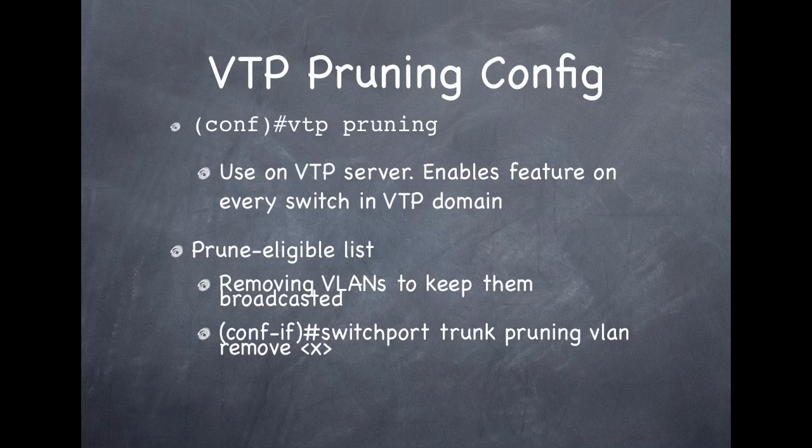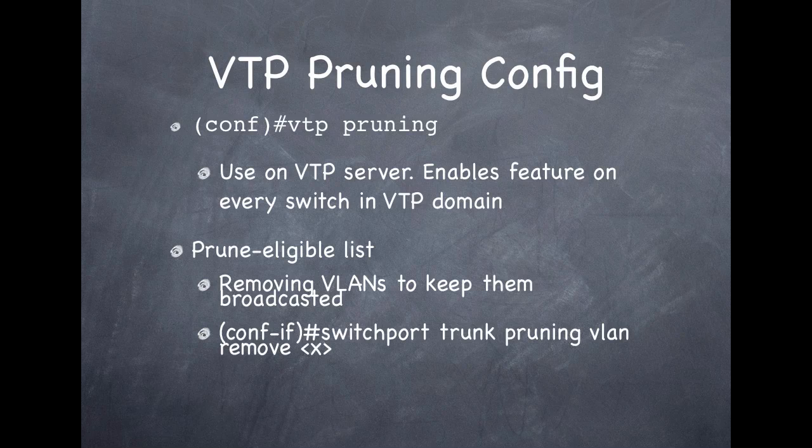Now let's head back over to our PowerPoint here and talk about the prune eligible list. The prune eligible list is a list of VLANs that are allowed to be pruned by VTP pruning in the network. By default, VLANs 2 to 1001 are prune eligible, which means any VLAN that is created is fair game, pretty much. If you don't want a particular VLAN to be pruned, simply type the command switchport trunk pruning vlan remove, whatever VLAN, and it will ensure that VLAN will not be pruned.